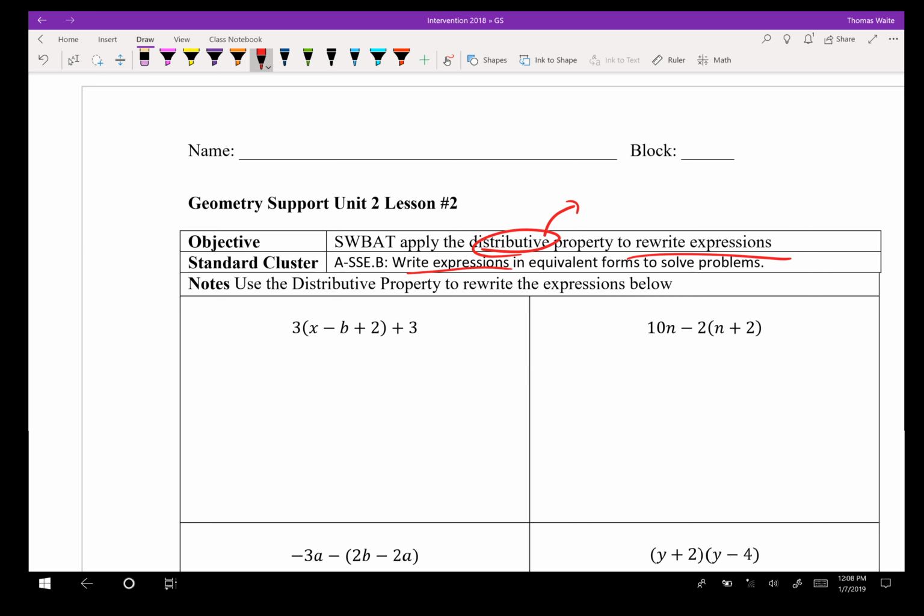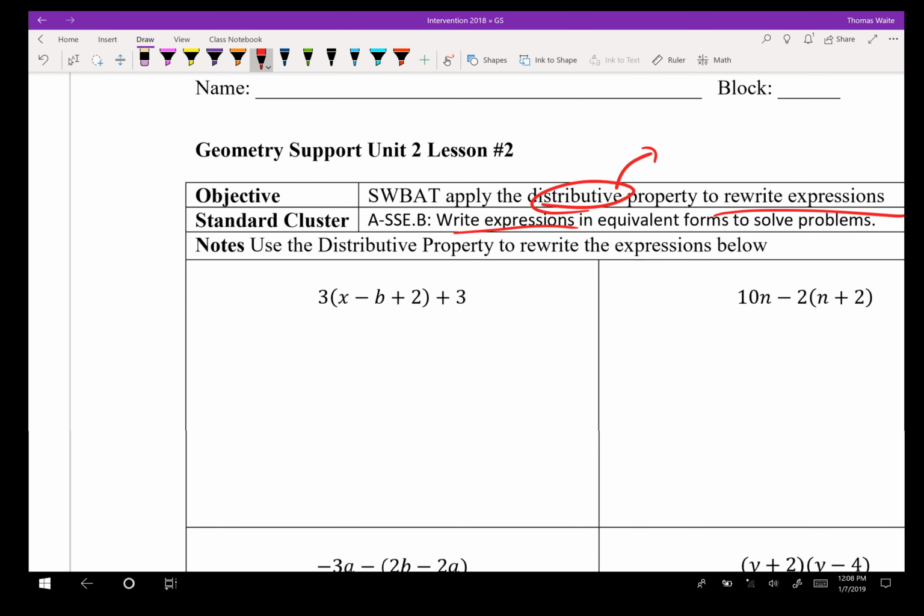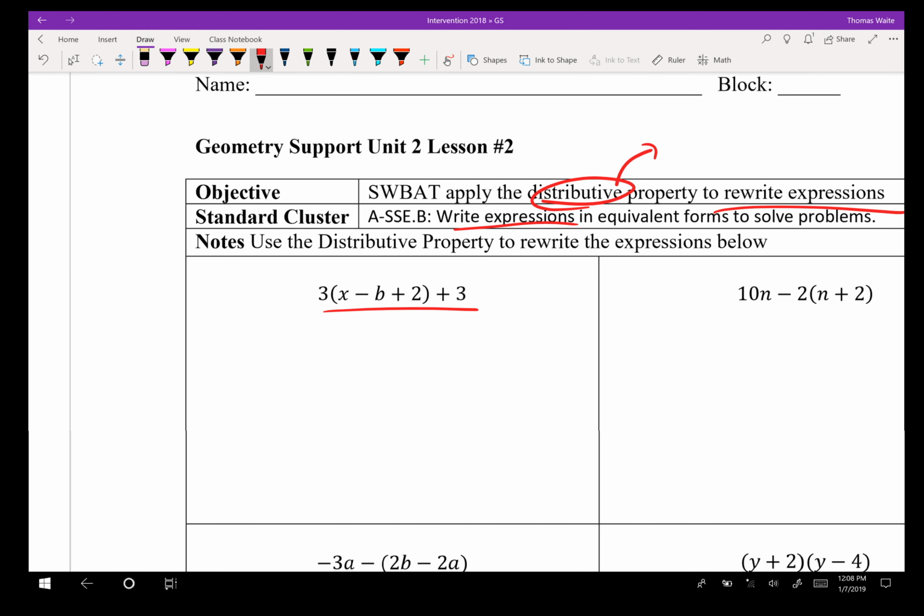Down here we have the first expression. It has a 3 being multiplied by this entire group in parentheses. So the distributive property states if we're multiplying, we have to distribute that multiplication to each member of the group. So this 3 needs to be multiplied by each piece of the group after it. And the way I like to write that is with arrows.